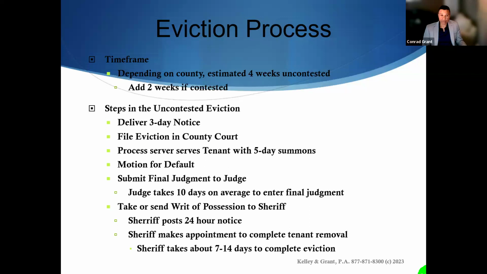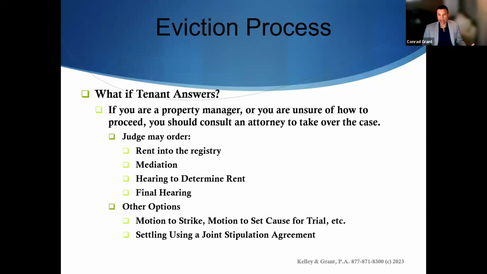If the tenant does not respond, then we ask the clerk for a default, and then we submit a final judgment to the judge. The judge takes about 10 days to enter a final judgment, then send a writ of possession to the sheriff. The sheriff will post a 24-hour notice in a few days. Then he makes an appointment with the landlord to come out to the property and remove the tenant. That is how it's typically done if it is uncontested.